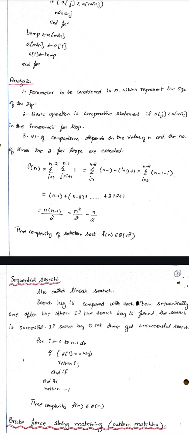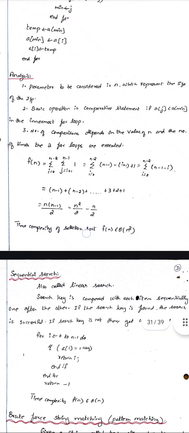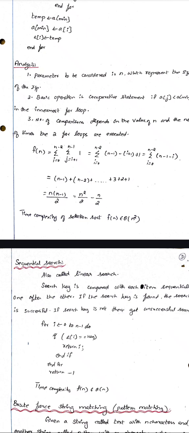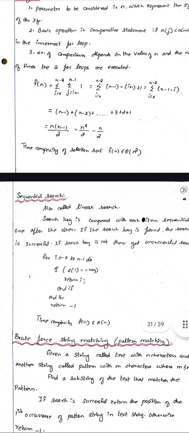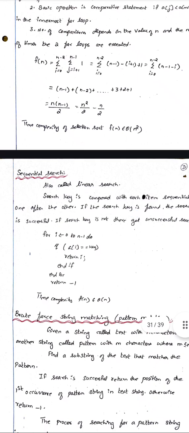C of n equals the sum for i equals 0 to n minus 2, of the sum for j equals i plus 1 to n minus 1, of 1. We will go with this as n minus 1 minus (i plus 1) plus 1, which is given as n minus 1 minus i. Then for n minus 1 plus n minus 2 down to 3, 2, 1, we have n into n minus 1 by 2, that is n squared by 2 minus n by 2. The time complexity of this function is theta of n squared.